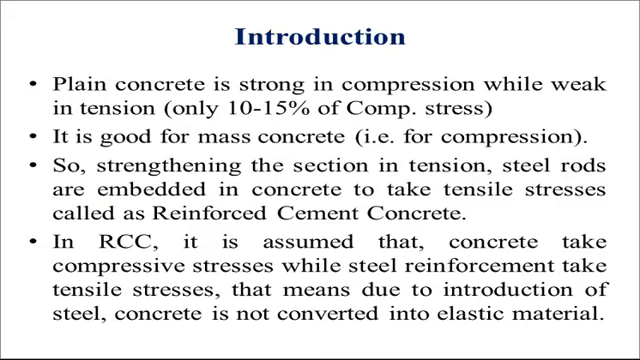Introduction: when we discuss the history of prestressed concrete, we begin with plain concrete. Plain concrete is definitely strong in compression while weak in tension. Only 10 to 15% of the compressive stress will be treated as tensile stress. So it is weak in tension. It is good for compression, but weak for bending members or tension members. So, to strengthen the section in tension, steel rods are embedded in concrete to take tensile stresses, called reinforced cement concrete. In RCC, it is assumed that concrete takes all the compressive stresses while steel reinforcement takes tensile stresses. That means due to the introduction of steel, concrete is not converted into an elastic material.